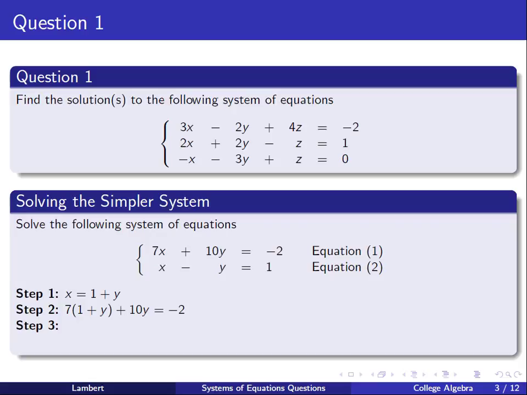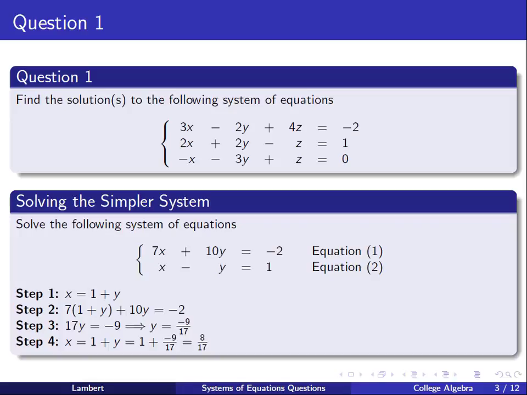Moving forward from there, we just need to distribute that 7 to the 1 plus y. So we get 7 plus 7y plus 10y equals negative 2, and that simplifies to 17y when you combine the y terms and move that constant on over. 17y equals negative 9. Divide both sides by 17, and you're left with y equals negative 9 over 17. So now on to what we need to do from here. In step 1, we have x equals 1 plus y. Just plug in y into that equation. So you get x equals 1 plus negative 9 over 17, which is just 8 over 17.